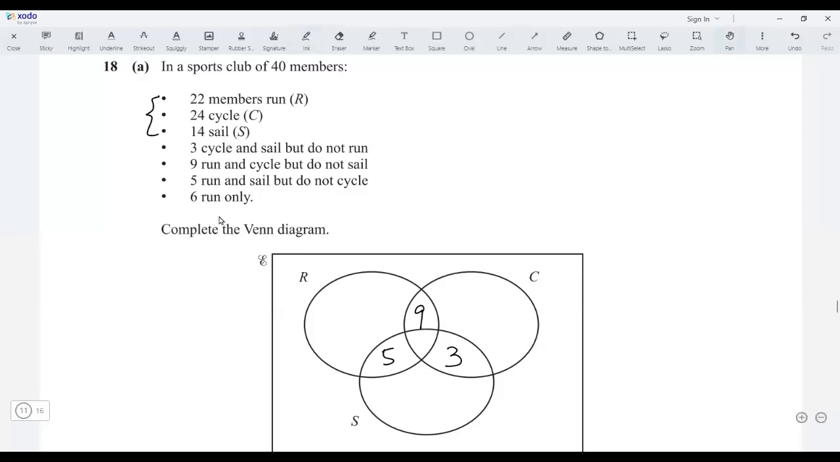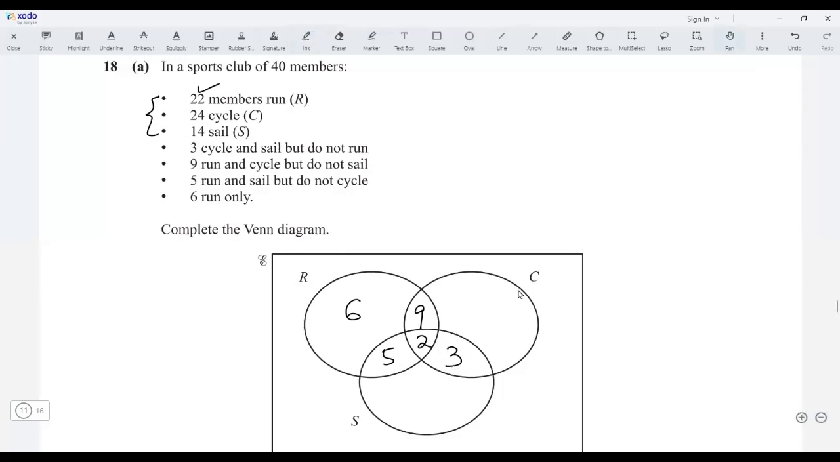They're saying that six run only. Only means this is only the region except cycling and sailing. So can you add them up? 6 plus 9 is 15, and 5 is 20. We're getting 20, but overall, looking at the running total, they're saying there are 22. It means that 20 are these people, so 2 are the people that haven't been included. Those are included in all three.